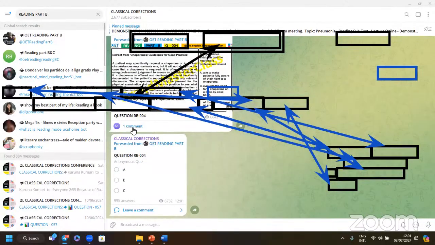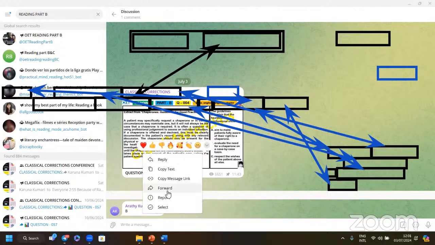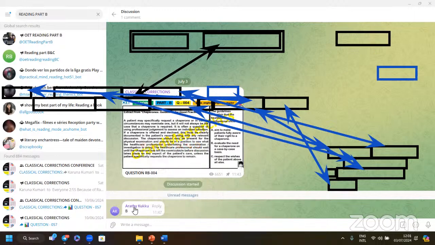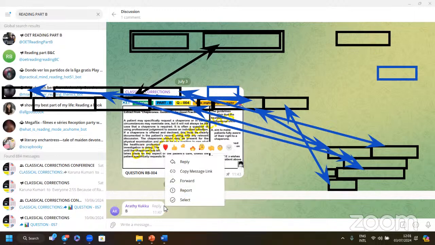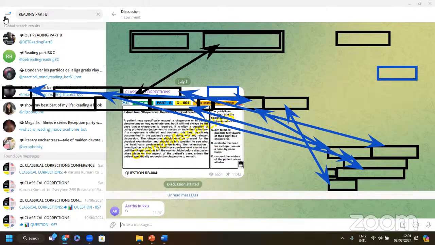Who is this fellow? Arati Kuku. Why did you write Arati Kuku here? Can't you wait? So hurry, huh? Delete. How to delete this one? Okay, this is somebody else, no? I have to delete from my... Yeah, come on, come on, come on.